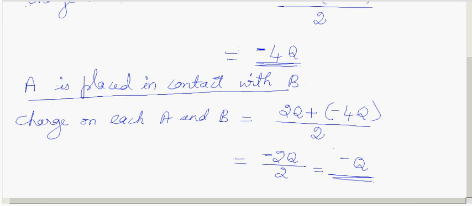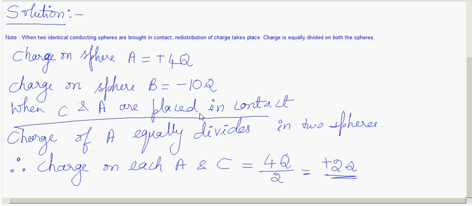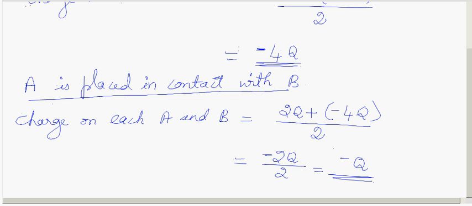Hope you understood. So whenever we place two identical conducting spheres in contact, the charge redistribution takes place. Though the initial charge on A was plus 4q and the initial charge on B was minus 10q, when C is brought in contact with A and B, and then finally A and B are again kept in contact with each other and then separated, the final charge on each of A and B is minus q.